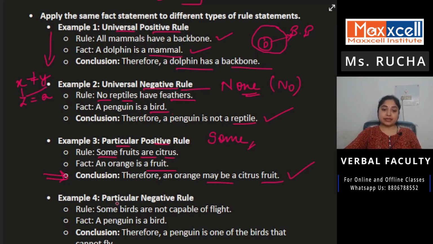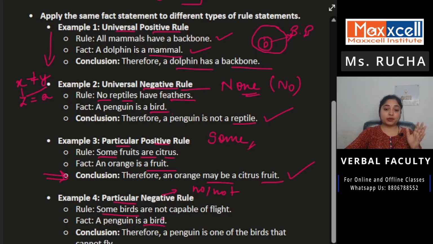Next is particular negative. Again, some should come to your mind, the word some. Negative means no or not should come to your mind. Some birds are not capable of flight. They're again saying some are not, but others are. Right? And a penguin is a bird. So a penguin may or may not be capable of flight. So what we can say is a penguin is one of the birds that cannot fly. How can we say this?